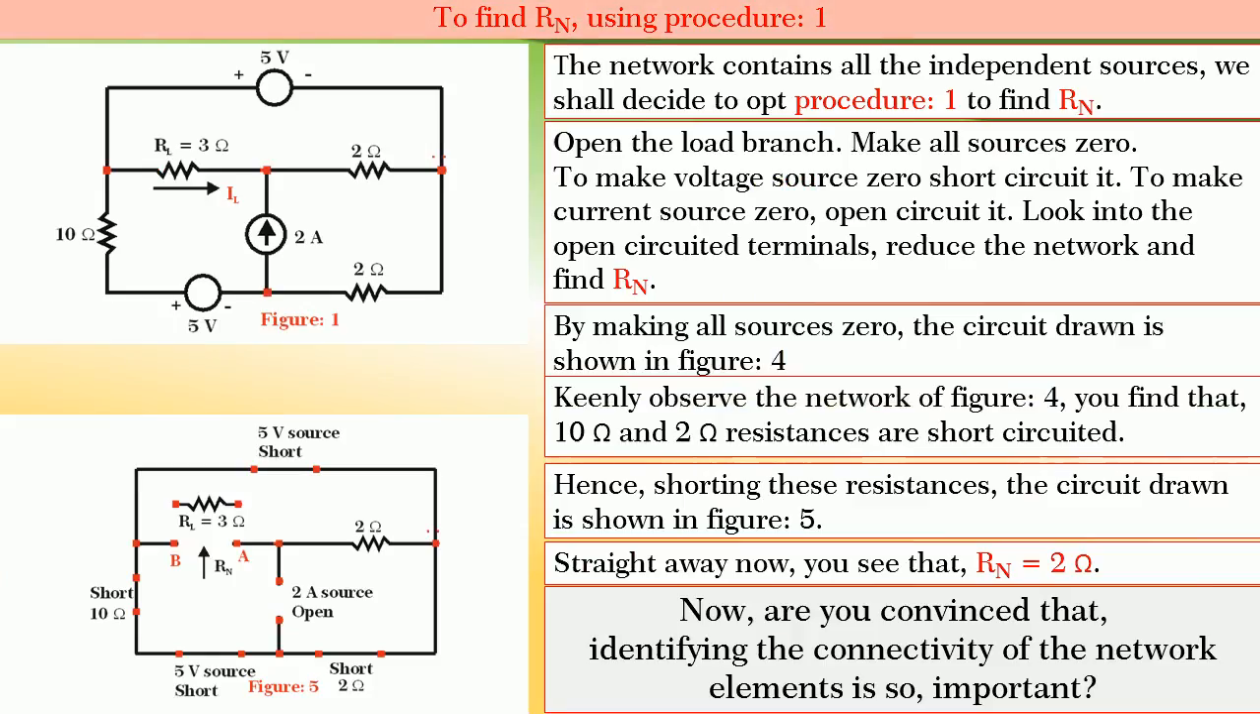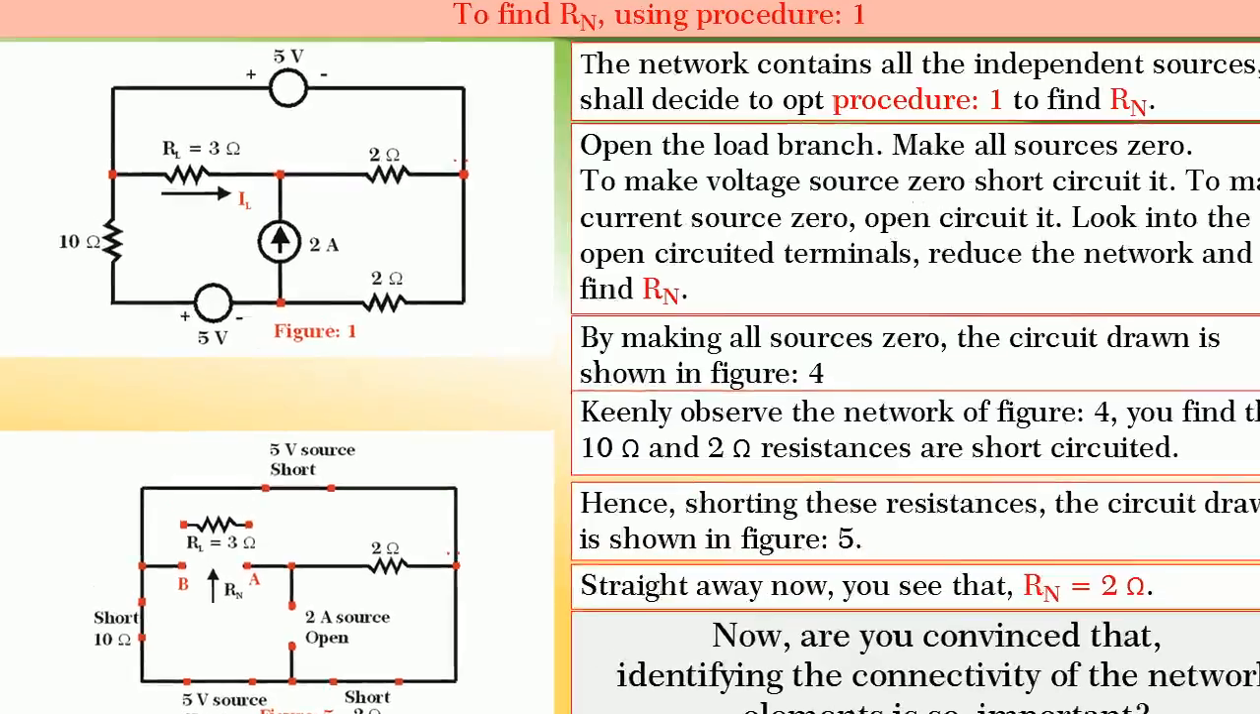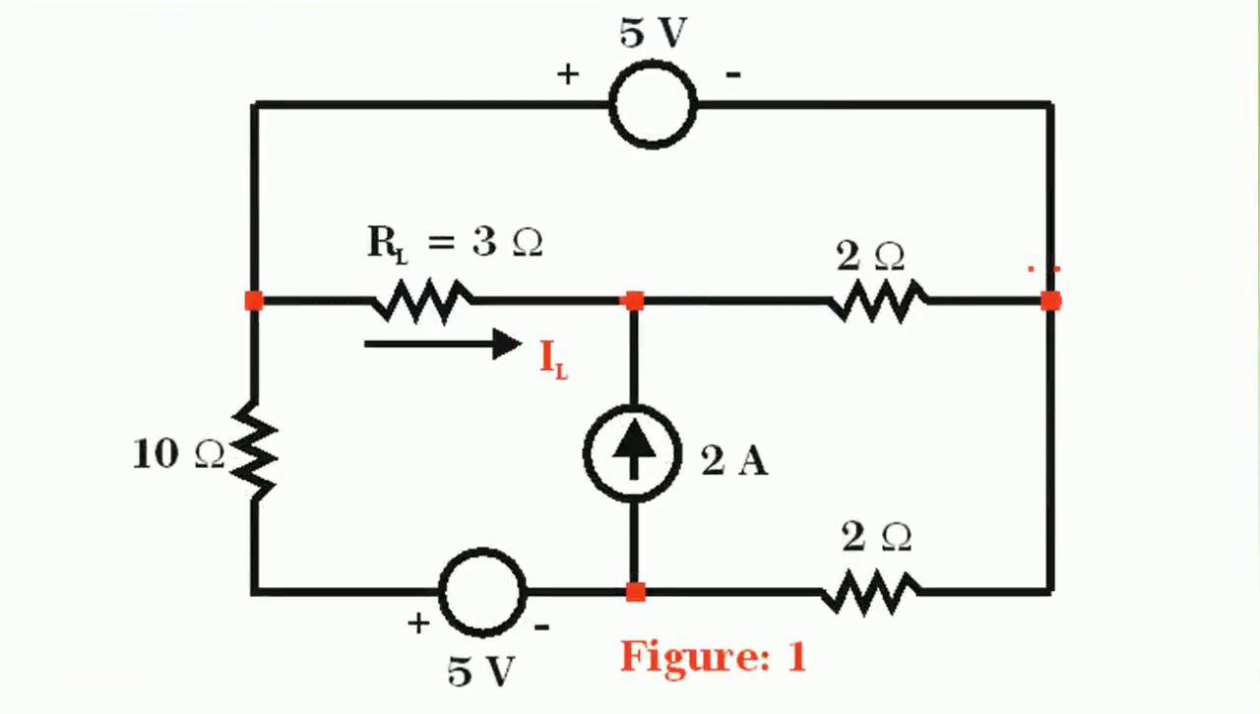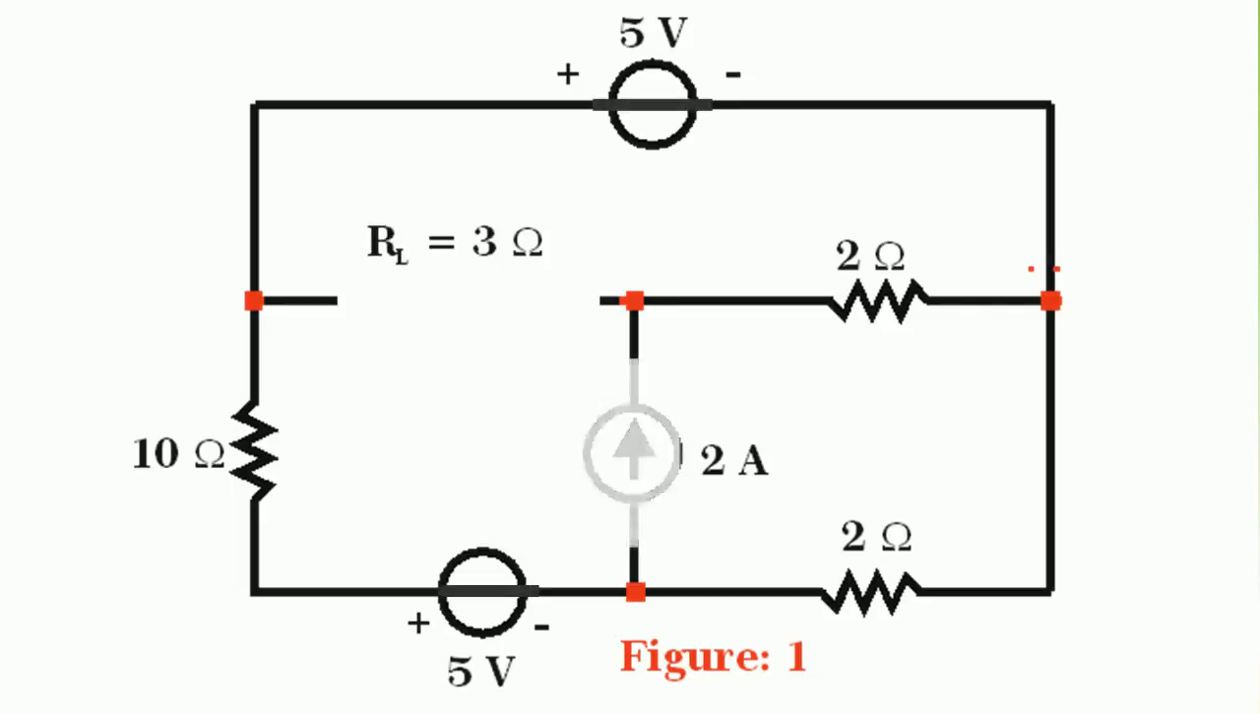Friends, to find Rn, let us use procedure 1 because the network contains all independent sources. Now, what is procedure 1? Open the load branch, make all sources 0. To make the voltage source 0, short circuit it. To make the current source 0, open circuit it. And look into the open circuited terminals and reduce the network and get Rn. That is what is procedure 1.